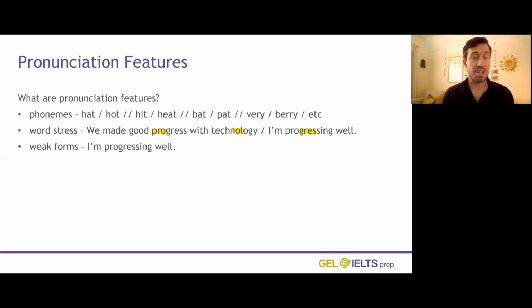Another pronunciation feature is weak forms. What we mean by weak forms is when we have a stressed syllable, one of the other syllables, like here, is not pronounced fully. You don't say I'm progressing well. You say I'm progressing. You make this weak sound. So you change the normal sound of that part of the word and you make it weaker. So it goes from pro to progressing, not progressing. So that's what we mean by weak forms.